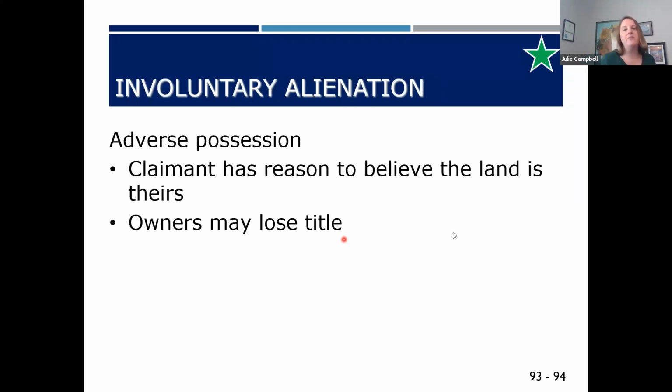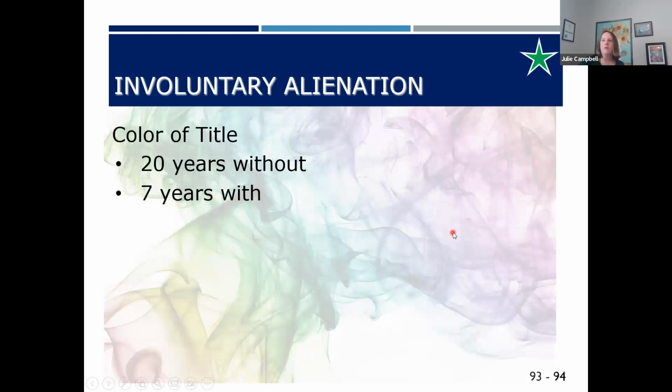In North Carolina, if you have color of title, you could claim adverse possession within 7 years. Color of title is some kind of faulty document, some kind of faulty information that makes you think the property is yours. Maybe it's even a forged document, and you may not know if it's forged or not. If you have the color of title, you can claim adverse possession within 7 years. If you don't have any reason or faulty document, then you can claim adverse possession in 20 years.